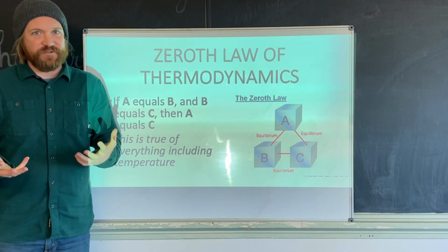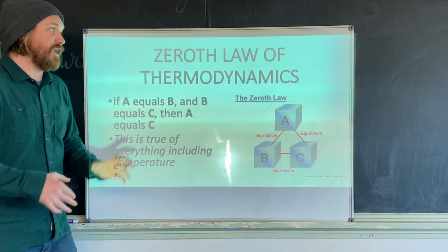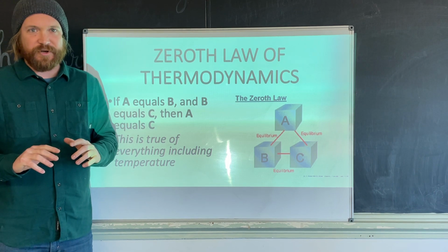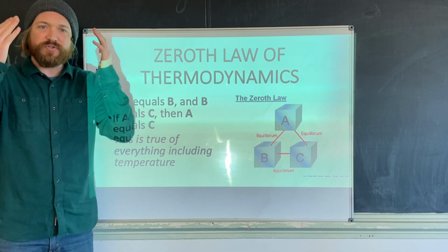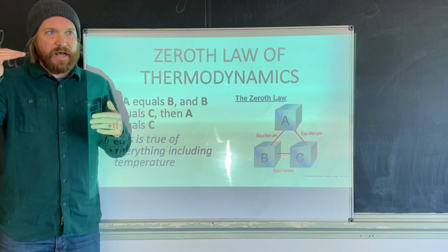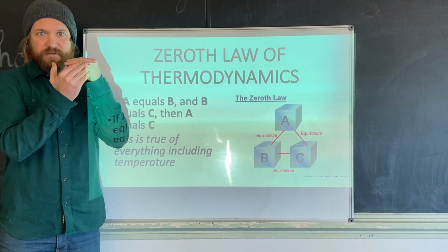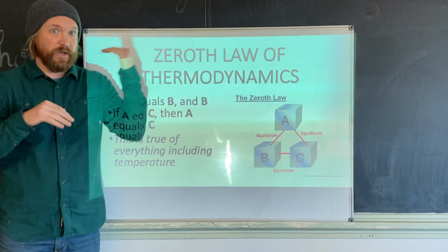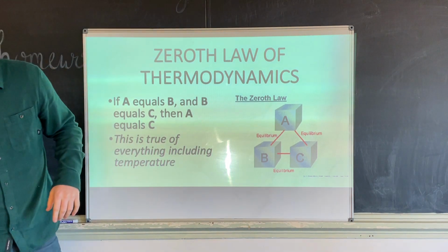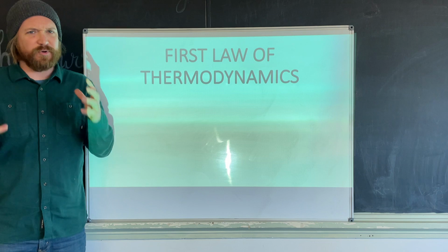It's something that you kind of just understand, but there is a name for it. It's called the transitive property, and this has to be true in order for any of the other laws of thermodynamics to be true. So just keep this one in the back of your mind. If Bob's as tall as Bill, and Bill's as tall as Will, then Will and Bob are the same height. Make sense?